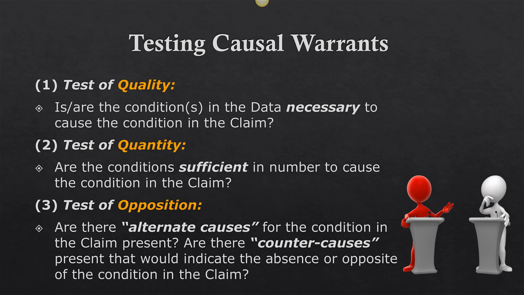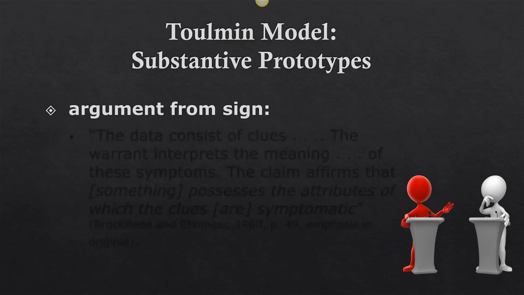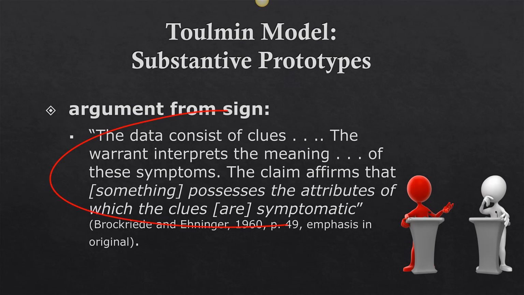Okay. As we move from causal warrants to the next kind of argument prototype, it's going to be important to note that these arguments are going to seem very similar, although they have a very important logical difference. So let's start talking about argument from sign. Brockreedy and Enninger define it as follows. The data consist of clues. The warrant interprets the meaning of these symptoms. The claim affirms that something possesses the attributes of which the clues are symptomatic.